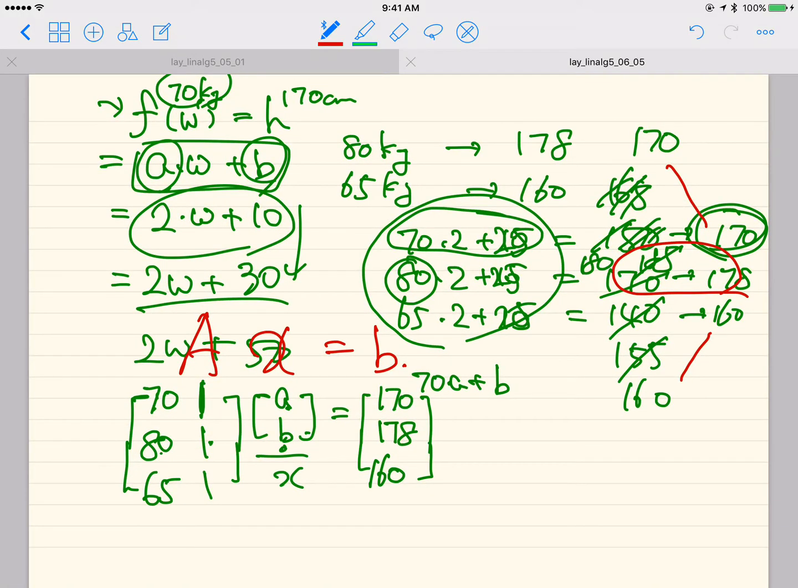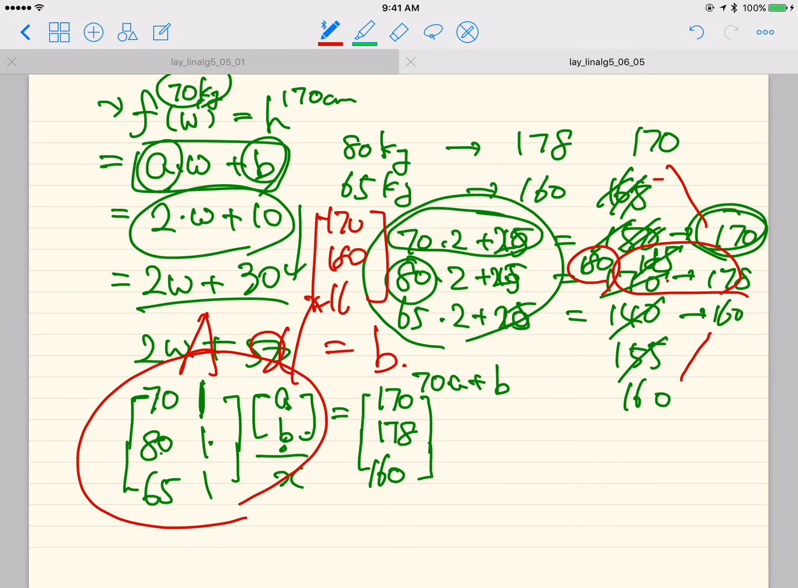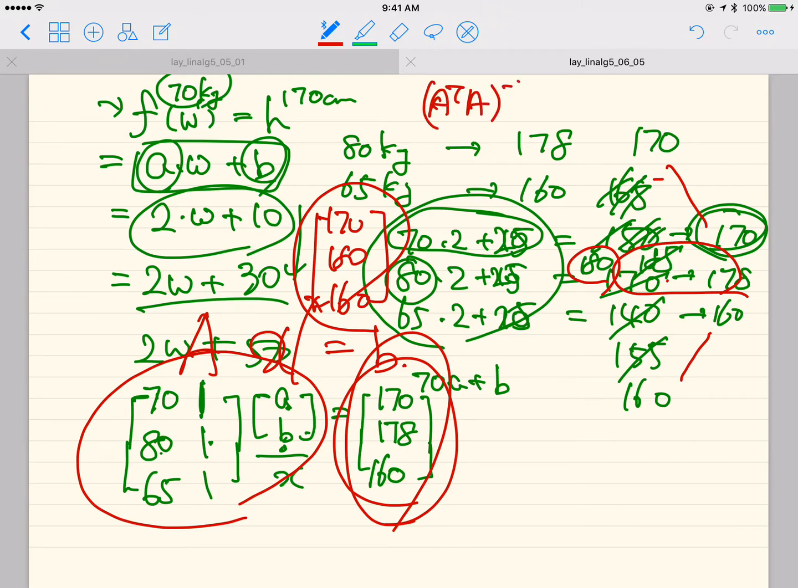These will give us a vector like 170, 180 and 160, which are our prediction output. And the difference between our output and the given output should be minimized, right? And this is exactly the least squares problem. And these coefficients A and B are obtained by the normal equation, right? A transpose A inverse A transpose B, right?